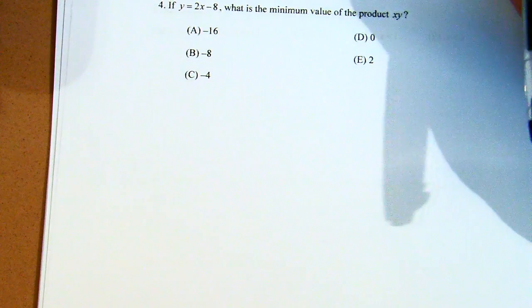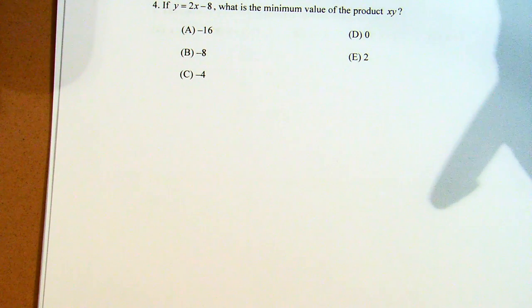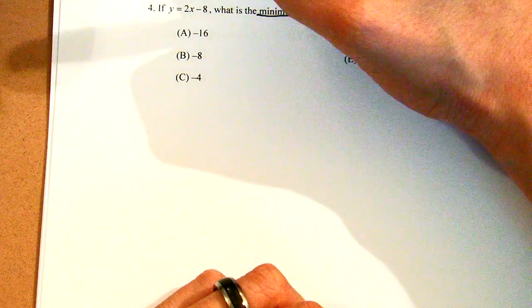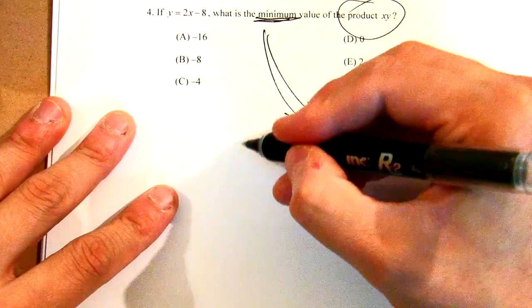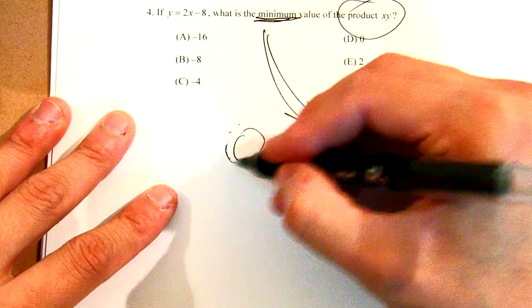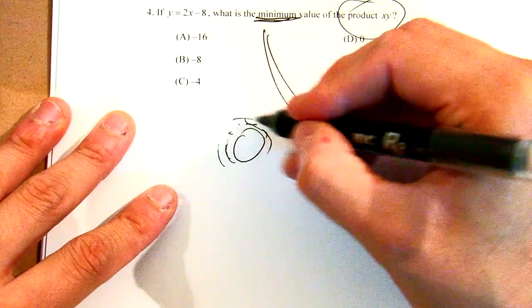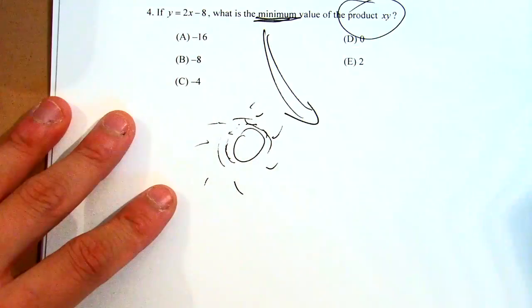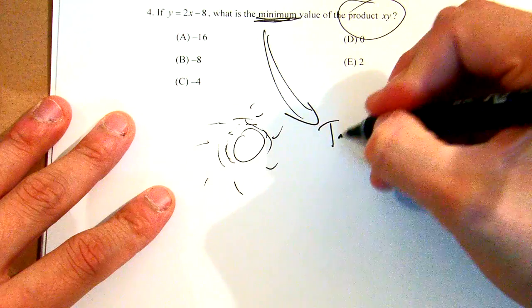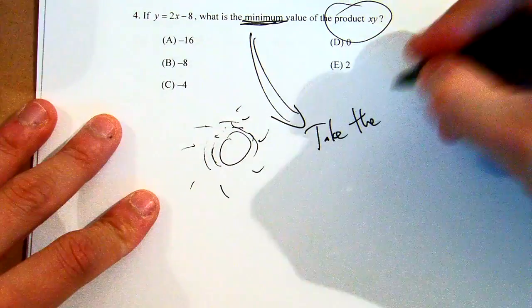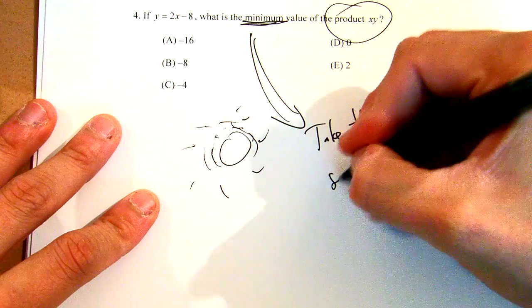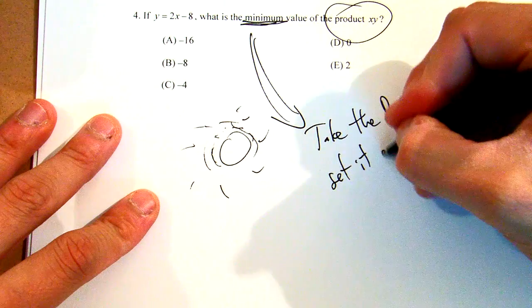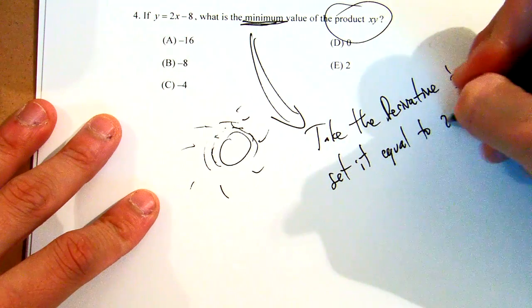We're doing number 4 here. It says if y equals 2x minus 8, what is the minimum value of the product xy? So there are 2 key words, minimum. And again, that alarm should be going off in your head. Ring, ring, ring. When you see min, take the derivative and set it equal to 0.